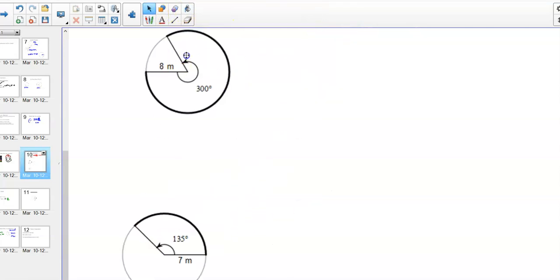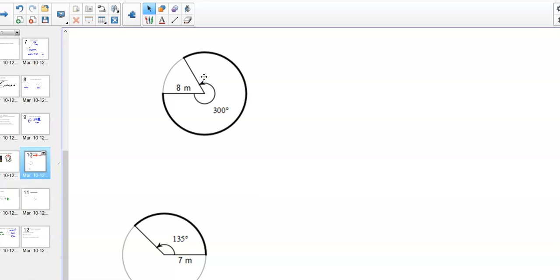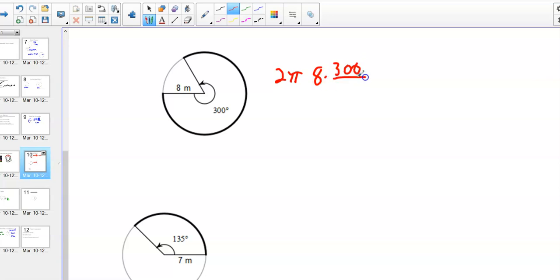Now go ahead and draw this one in your notebooks, and I want you to set up the equation. So don't solve the equation yet, but just set it up and see how you do. Press play once you're ready to move on. Okay, so your equation should be 2 pi 8 times 300 over 360. Hopefully you got that. If not, we still have more time to practice. You'll get it by the end of this, I promise.